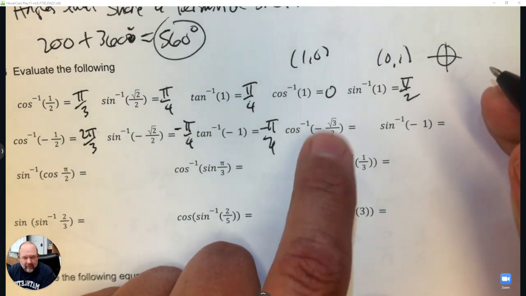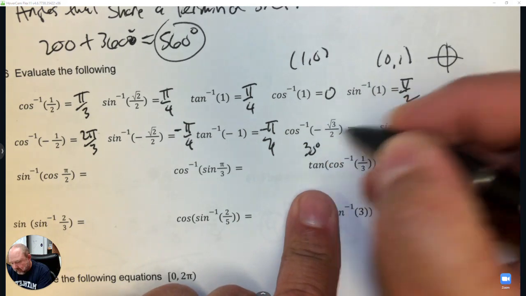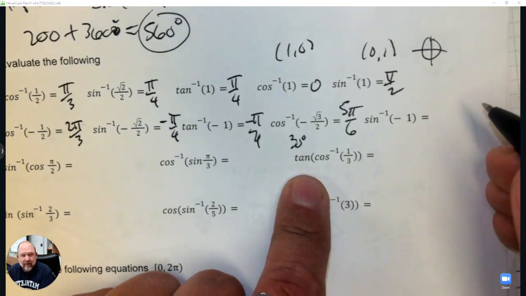Here, inverse cosine, this one is in quadrant number 2. So think of your unit circle, the quadrant, which reference angle has that x-coordinate? That's 30 degrees, it's pi over 6. So it's 5 pi over 6.